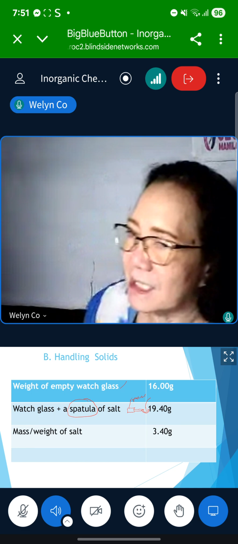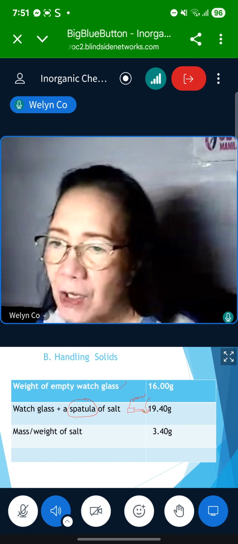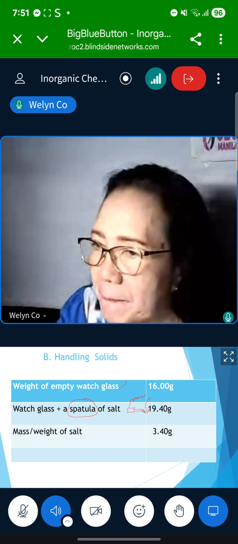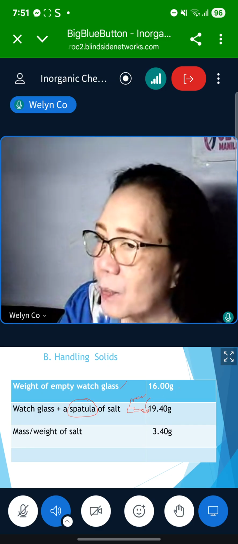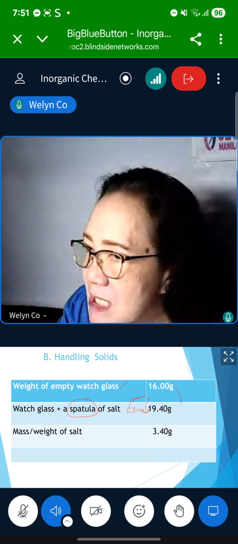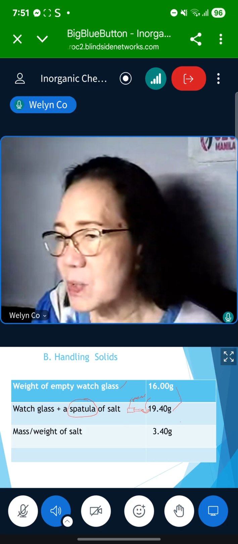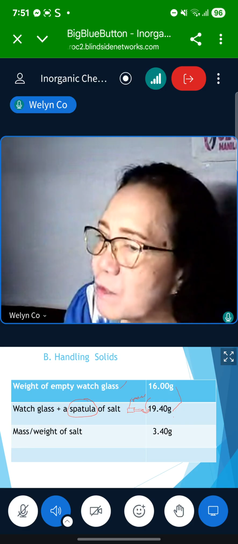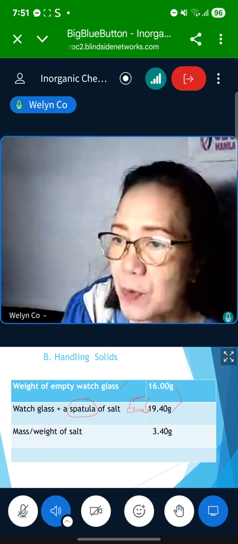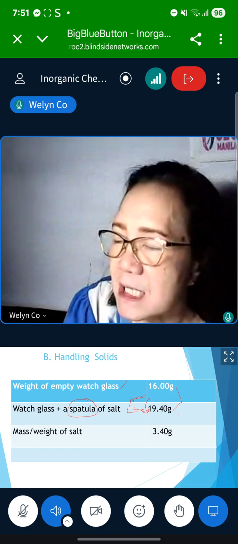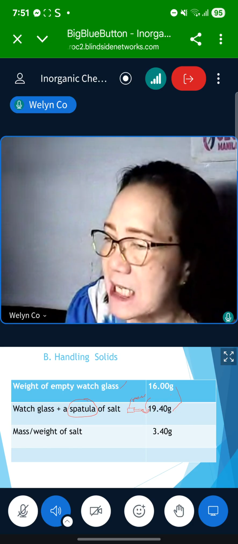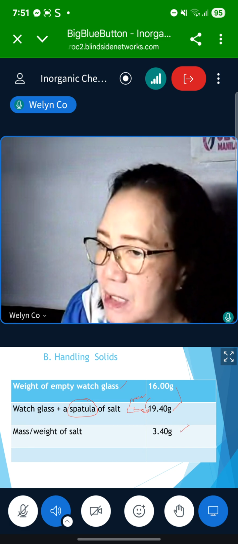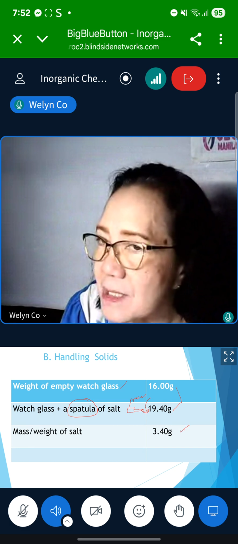Hindi itong teaspoon, hindi itong spoon. Okay. So a spatula of salt, place it onto the empty watch glass with the weight of 16 grams. With the spatula of salt and the watch glass, or the watch glass with the content, it weighs 19.4. So what is the weight of your salt? It would be the difference of the watch glass with salt minus your 16. So your weight of the salt is 3.40 grams.